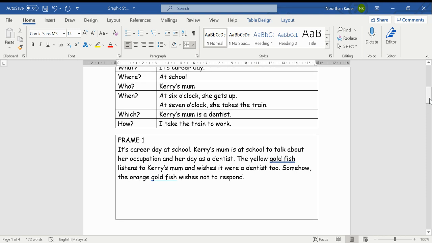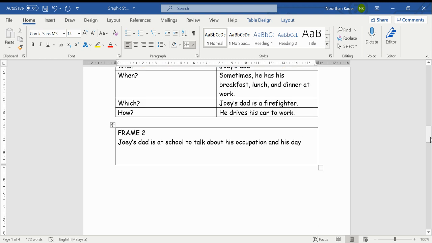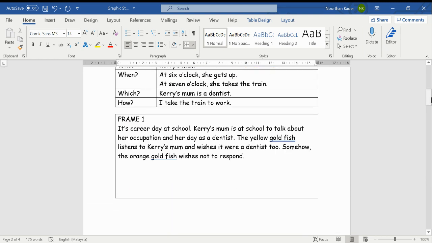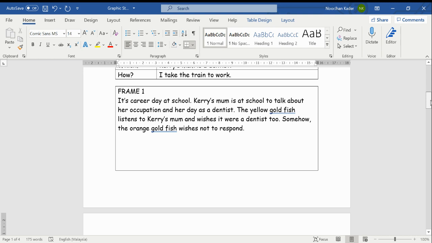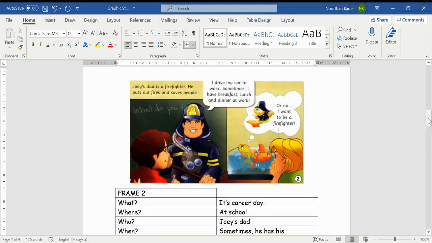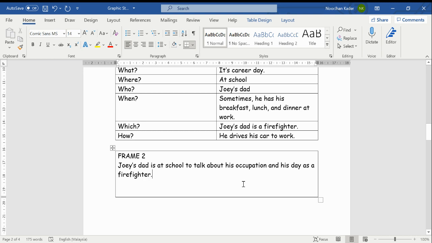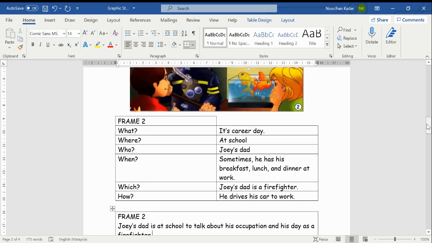About his occupation and his day as a firefighter. Is it the same? Why am I writing almost the same? Because the first frame and the second frame, the pictures are almost the same. So the narrative should also have the same sentence pattern. So now he talks about his occupation and his day as a firefighter.